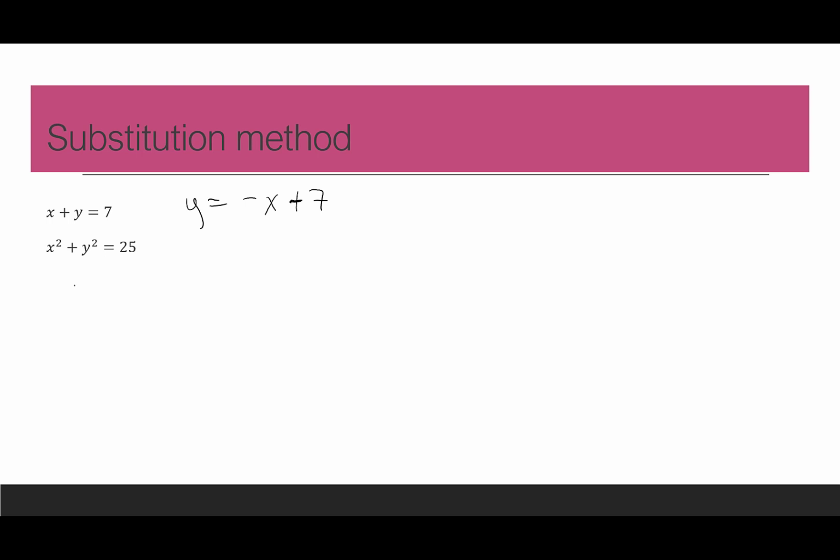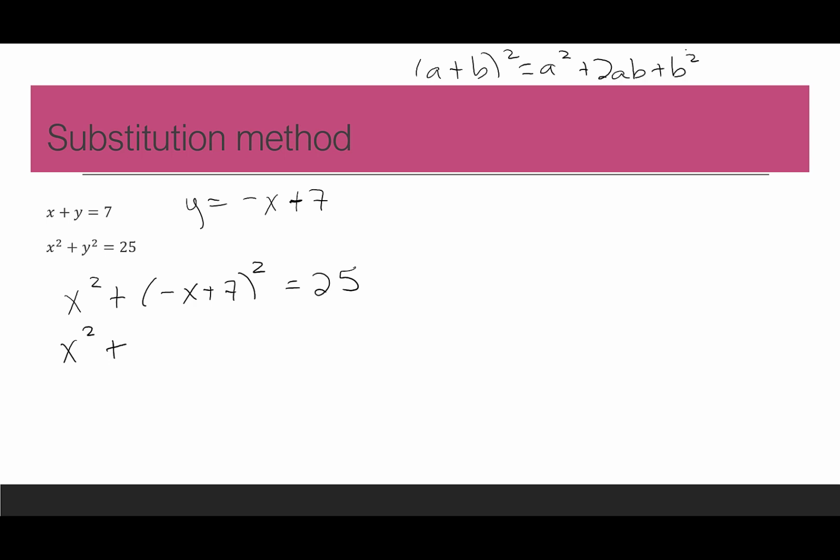So I'm going to plug that into my second equation. I have x squared plus y squared. Well, y is negative x plus 7. Don't forget to square it, and that's 25. So this is x squared. Remember, when you square a binomial, you get a trinomial. We have this little shortcut: a plus b squared is a squared plus 2ab plus b squared. So I'm going to use that shortcut.